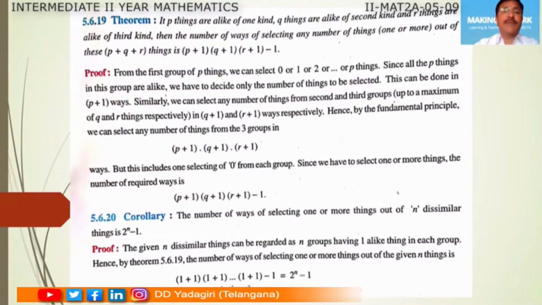So what is the statement of this theorem? P things are alike of one kind.